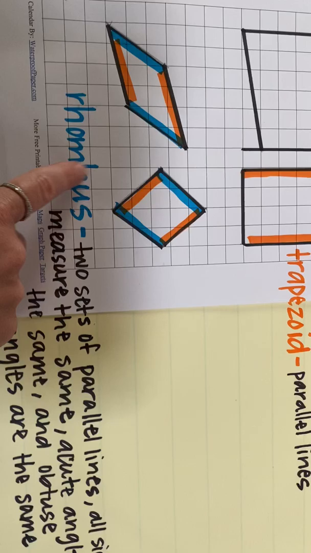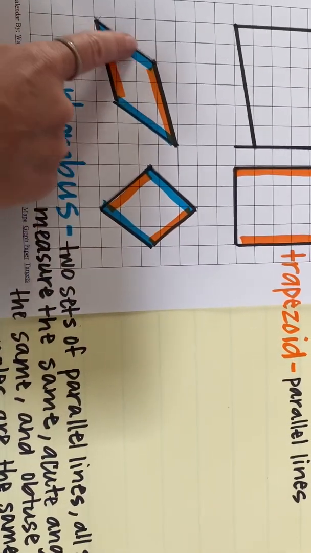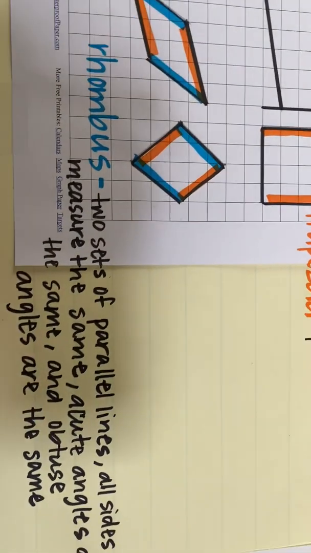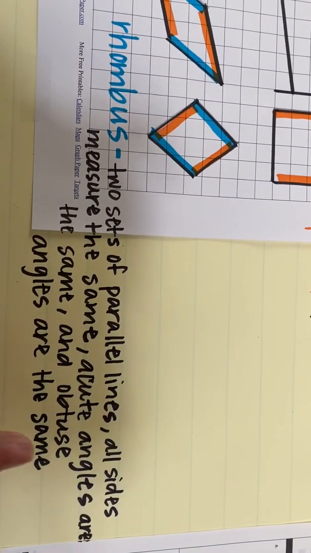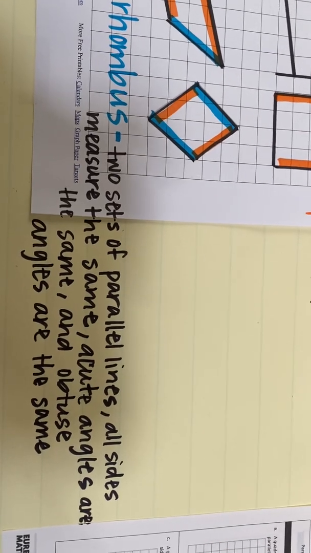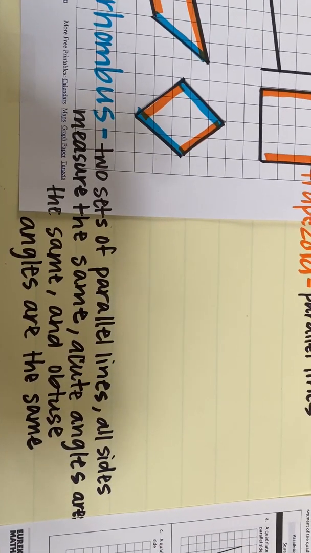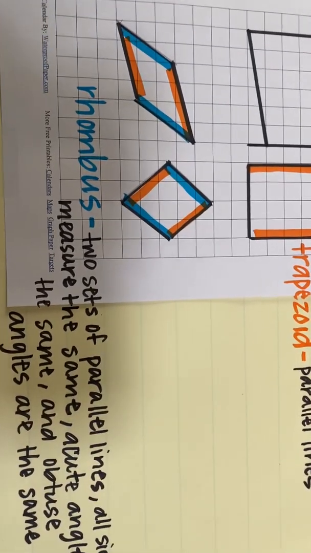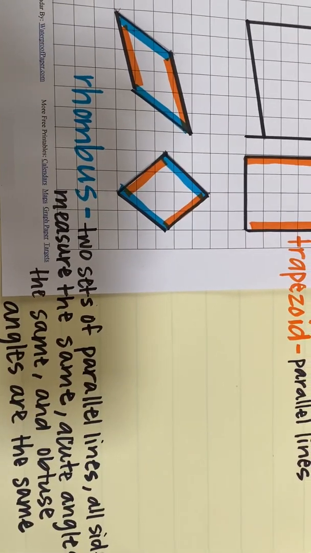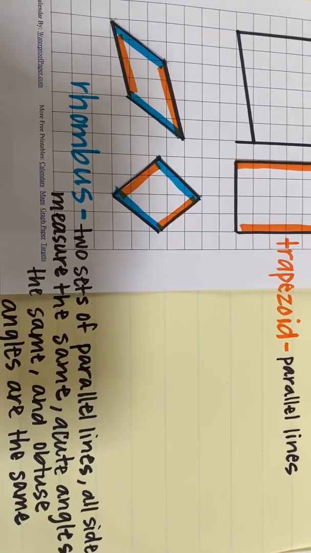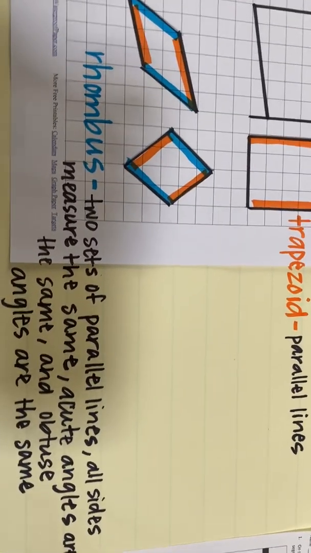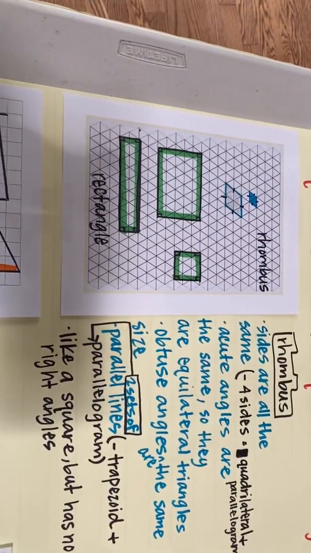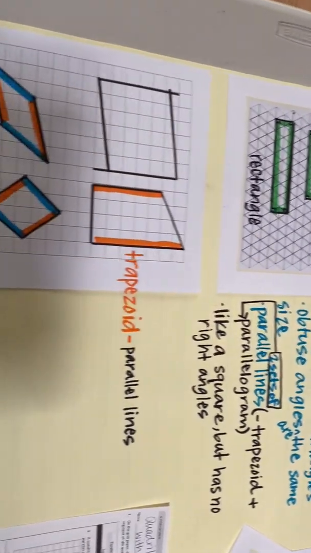A rhombus has my 2 sets of parallel lines. So blue is showing 1 set, orange is showing the other set. All sides measure the same, so I would get my straight edge out, make sure that my lines are exactly the same. The acute angles are going to be the same measurement, and the obtuse angles are going to be the same measurement. Okay, so when you get to your practice book pages, this is what you're going to do. You're going to be using grids to draw our different shapes.